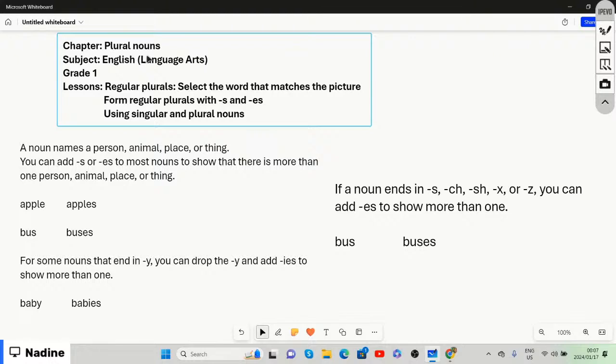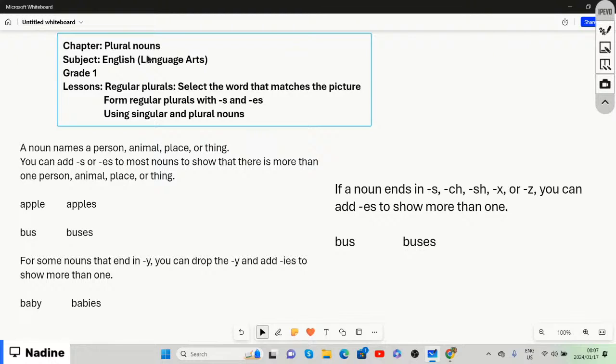So basically, a noun names a person, animal, place, or thing. And like we said, plural noun means that you are naming more than one, or let's say two or more people, animals, places, or things. And you can basically just add an S or ES to most nouns to show that there is more than one person, animal, place, or thing.